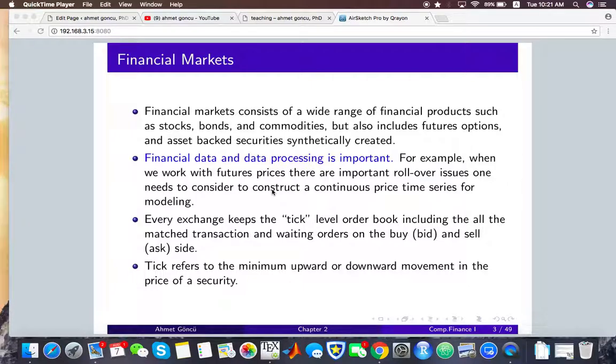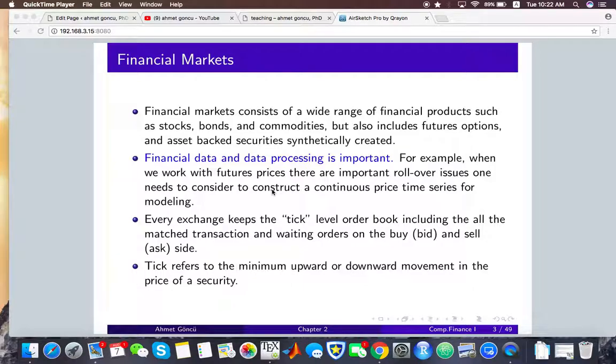Financial markets consist of a wide range of financial products, and some fundamental asset classes include stocks, equities, bonds, and commodities. But we also have more complicated or derived assets such as futures, options, and some other asset-backed securities, which might be synthetically created.